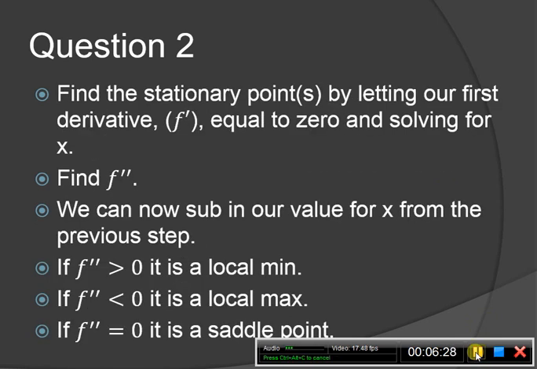Find the stationary points by letting our first derivative f'(x) equal to 0 and solving for x. Find f''(x), the second derivative. We can now sub in our value for x from the previous step.